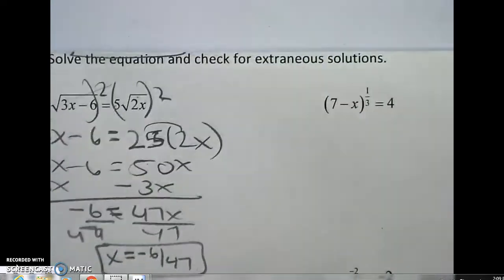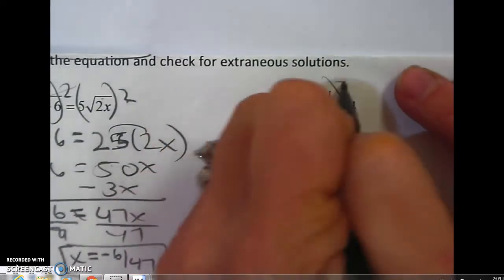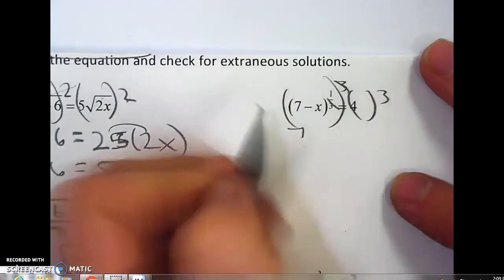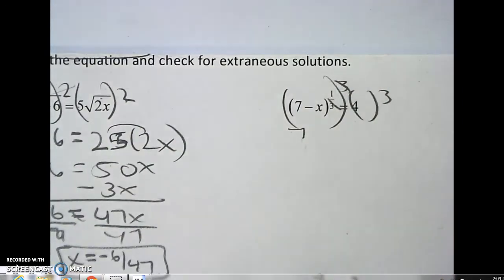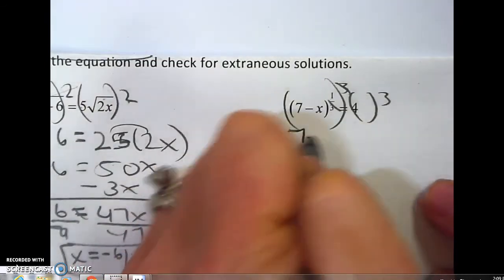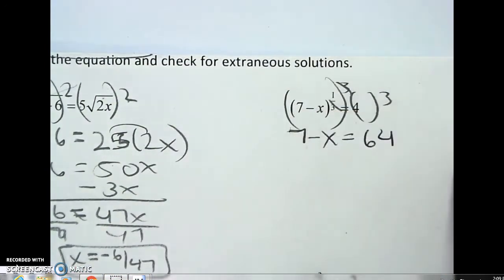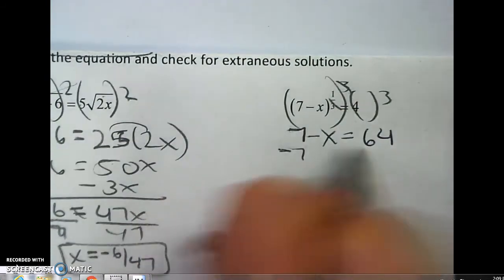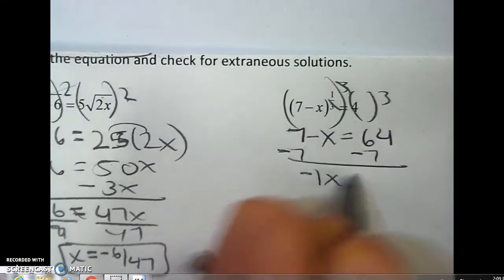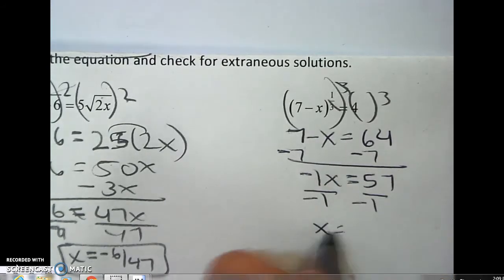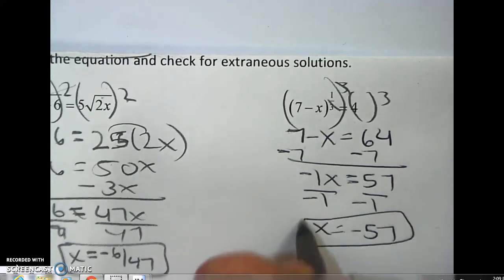Let's go to the next one. It's to the 1/3 power, so if I cube it, those 3's cancel. And I'm left with 7 minus x equals 4 cubed. 4 times 4 times 4, 64. Subtract 7, just solve for x now. Divide by negative 1, x equals negative 57. Okay.